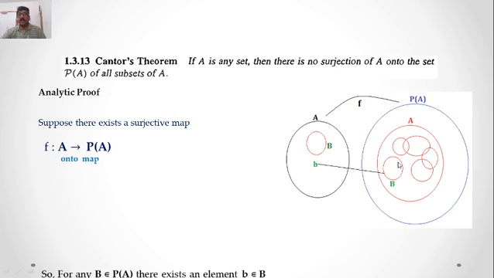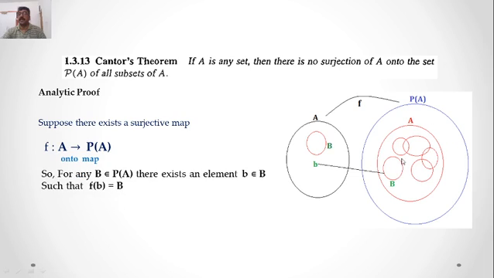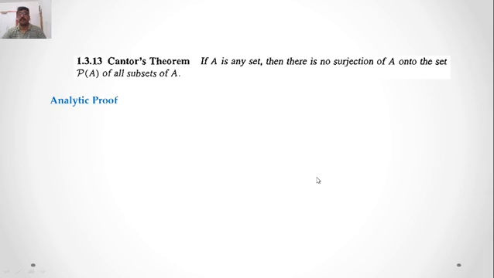That means for any B you take in P(A), an element of P(A) which is a subset of A, B is a subset of A. So corresponding to this B, there exists a b such that f of b is equal to that B, of course, because f is assumed surjective. Now this b is an element of A and capital B is a subset of A. Therefore, b may be an element of capital B or may not be an element of B.